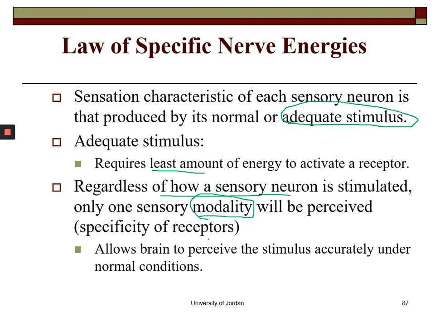And this kind of law is called the specificity of the receptors. So the receptors are specific. Touch receptors, they are sensitive to touch. Pain receptors, they are sensitive to pain. Thermal receptors, they are sensitive to temperature.